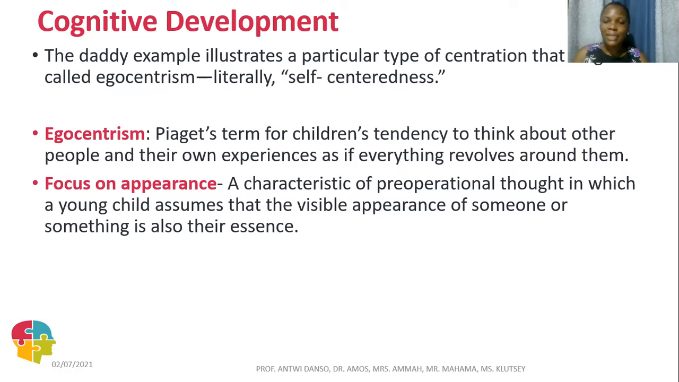So the daddy example illustrates what we call egocentrism, self-centeredness. It doesn't mean they are selfish, but they are thinking in their own regard. For example, a child and the mother are crossing the road, and the child says she doesn't want the mother to die. And the reason why she doesn't want the mother to die when crossing the road is that there will be nobody to take her home. So if there's an accident and somebody is supposed to die, then the child prefers to die, because if the mother dies, she cannot get anyone to take her home. That is the self-centeredness. It doesn't mean they are selfish. They are just looking in their own direction and seeing how situations will apply to them. Okay. So egocentrism is Piaget's term for children's tendency to think about other people and their own experiences as if everything revolves around them.